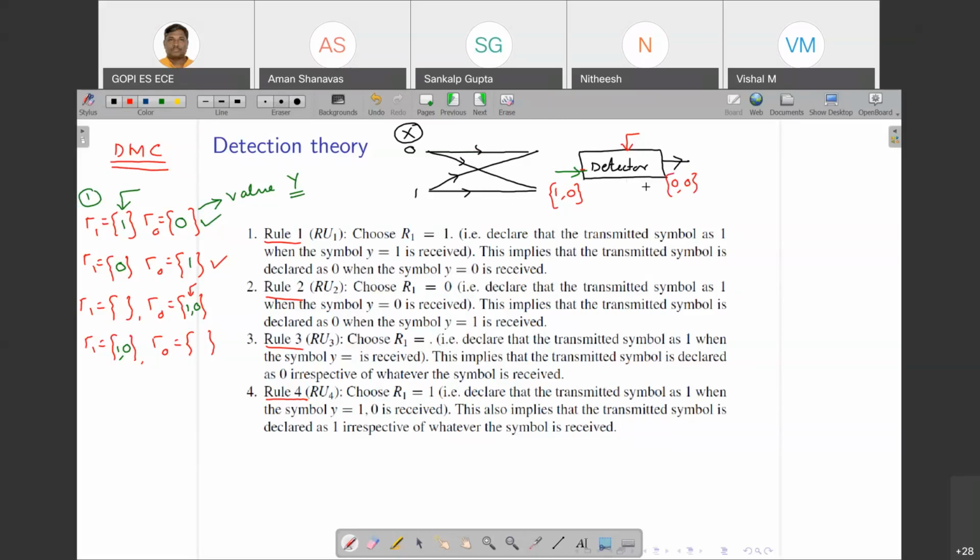The last case is the other way around. Irrespective of whatever you receive in the receiver section, the detector is always going to declare 1. These are the four possible rules I am going to have, right? So you have to see which rule, based on the prior probabilities and all, gives me the minimum C bar value. That rule I have to use for the detector, and hence the detection is achieved.